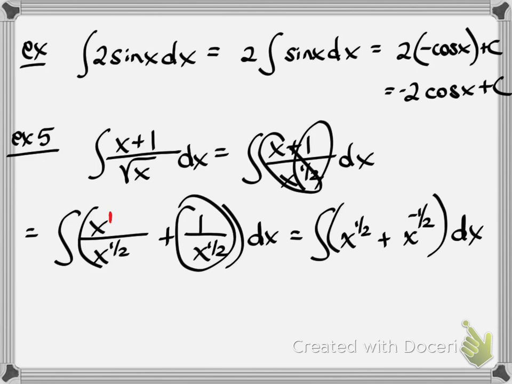And now it's x to a power, so now we can use the power rule. So x to the 1 more is x to the 3/2 divided by 3/2 or multiplied by 2/3 plus x to the 1 more is x to the 1/2 divided by 1/2 or multiplied by 2. And I'm okay if you leave it like that.